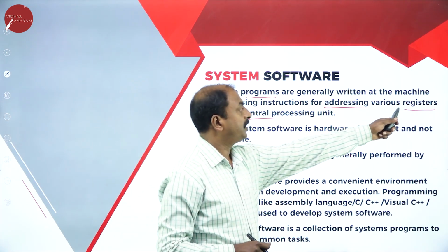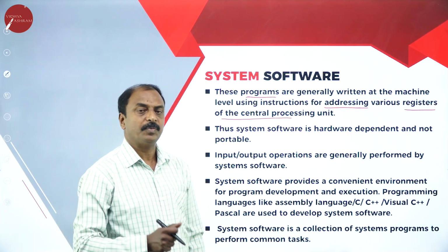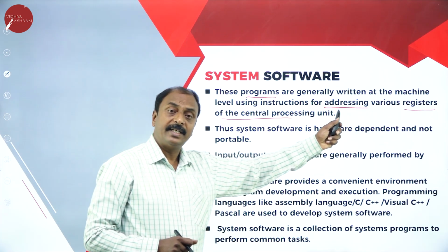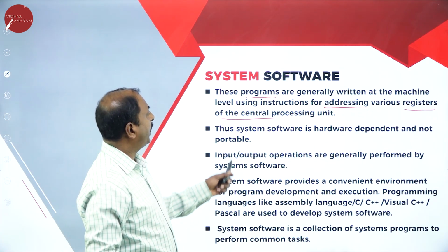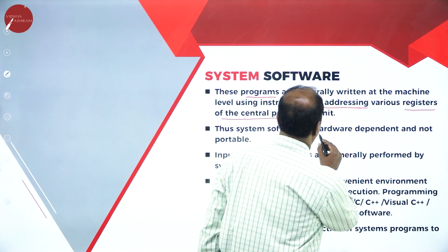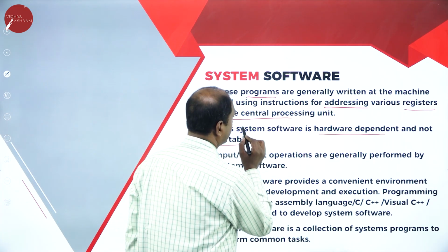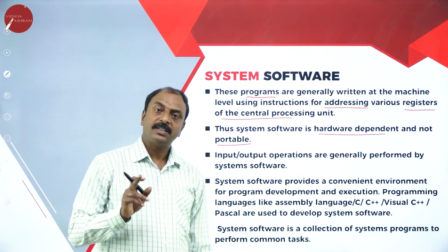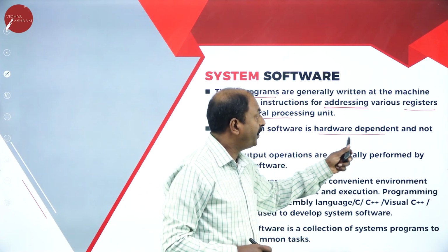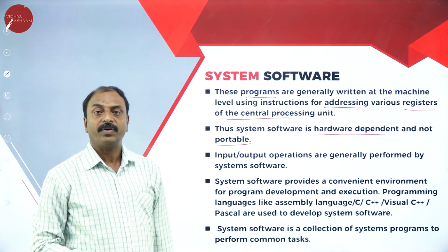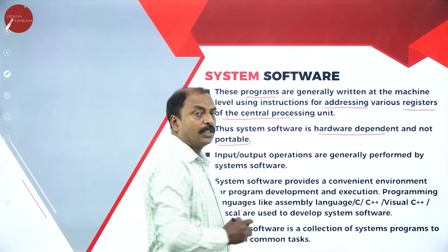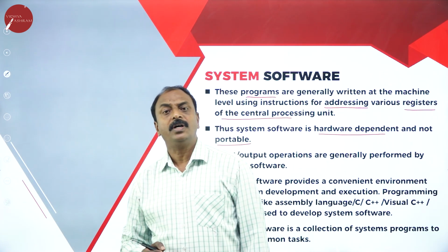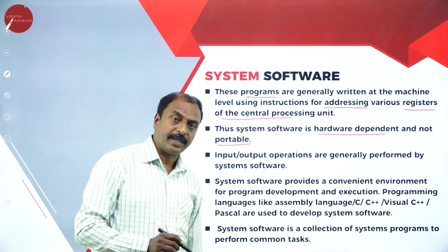For example, a register is a type of computer memory. So these system software are written to address different hardware components, and system software is hardware dependent and not portable. This is important here. It addresses different hardware components, and that is different from one to another. The system software of one hardware is not the same for another hardware. It will not be compatible.